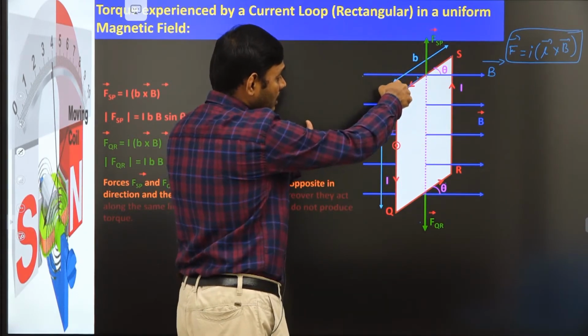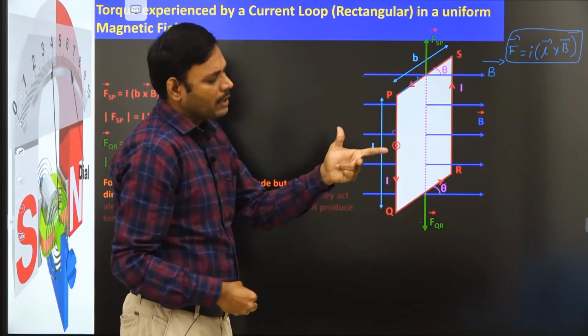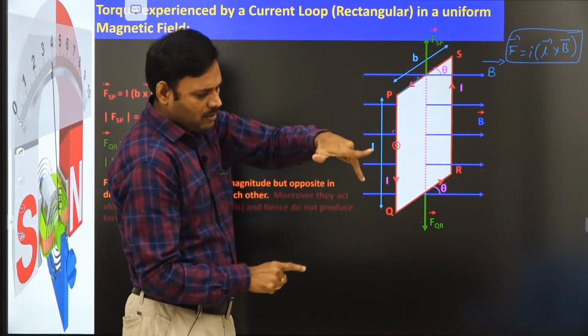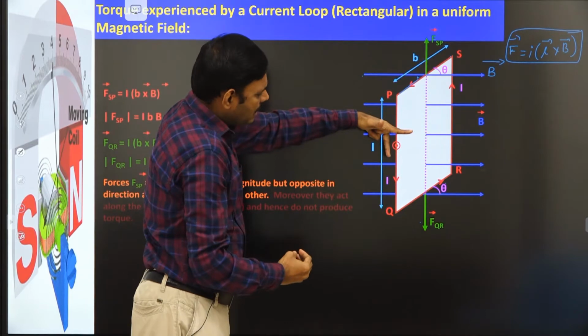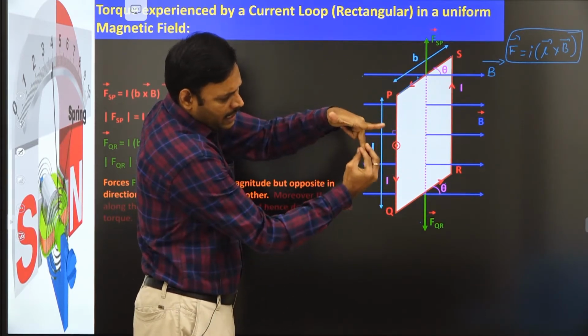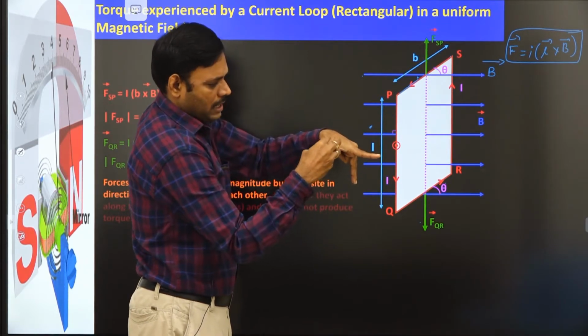Current is travelling from P to Q in the downward direction. So you rotate your hand such that this finger indicates the direction of current. So we have to rotate like this. So this is the direction of current, exactly equal to the PQ direction. This is the direction of current I, this is the direction of B, then this is the direction of force.